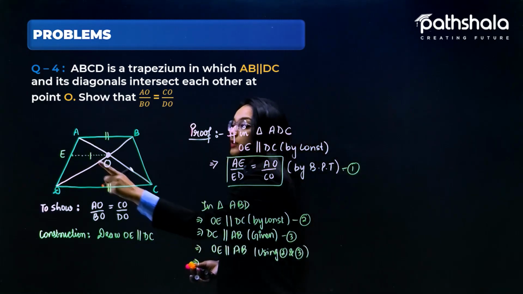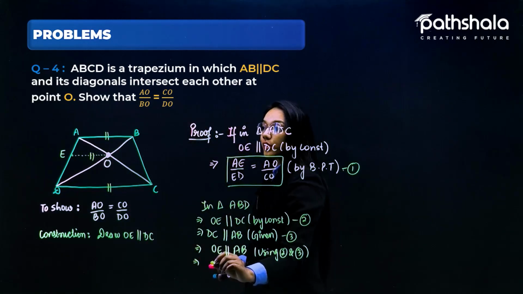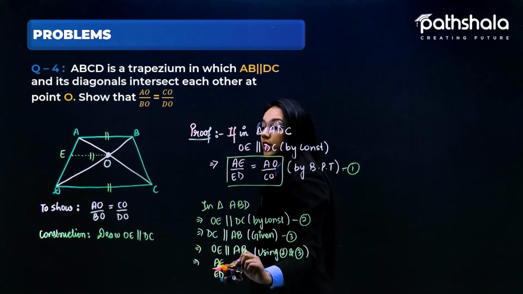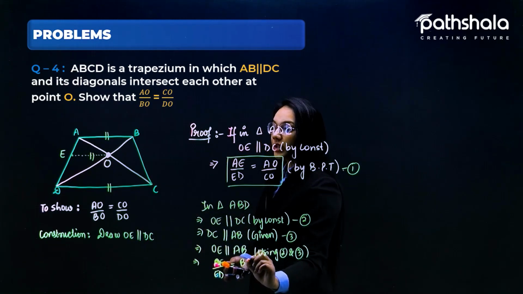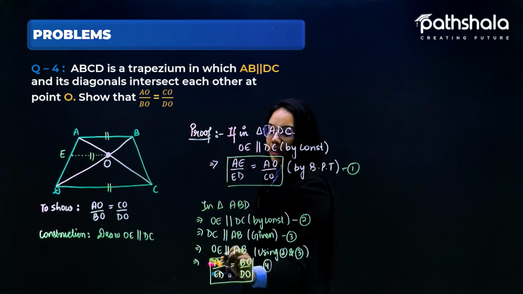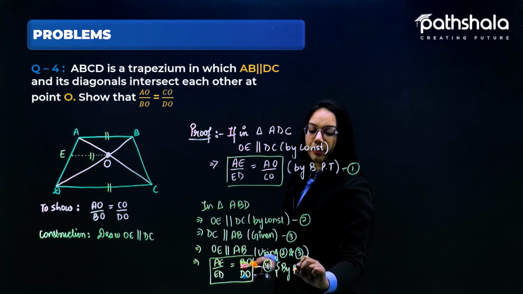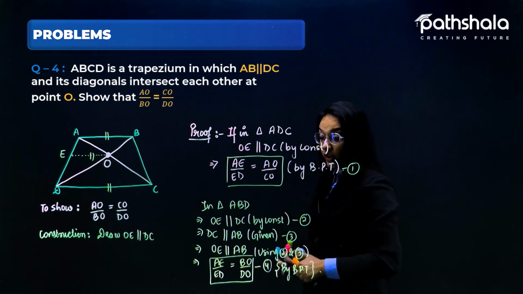And if OE is parallel to AB, it implies we can apply the BPT theorem over here, and we can say that AE by ED is equal to BO by DO. Let's call this equation number 4. We are writing this by using the BPT theorem.